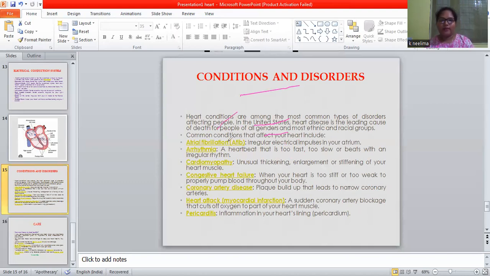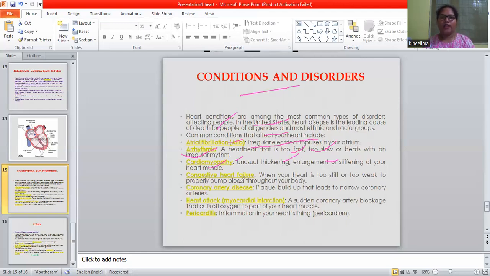Atrial fibrillation is an irregular electrical impulse in the atrium. If it causes irregular electrical impulses, we have to go to the hospital. Arrhythmia is when the heartbeat is too fast, too slow, or irregular, which is also dangerous to the human heart. Cardiomyopathy is an unusual thickening, enlargement, or stiffening of the heart muscle, which is also dangerous.